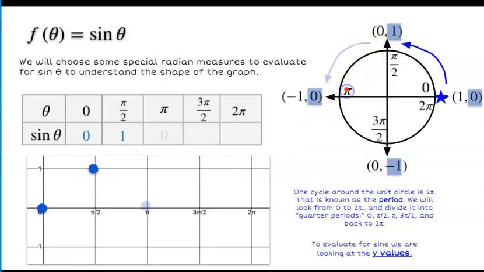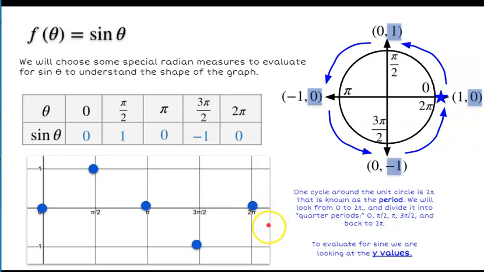When our angle is pi, the y value is 0. So plotting the point pi, 0 in our coordinate grid is right here. And if our angle is 3 pi over 2, the y value is -1, and then we plot that in our coordinate grid. And when our angle completes one full rotation, 2 pi, we are back at a y value of 0. So we plot the point 2 pi, 0 in our coordinate grid.